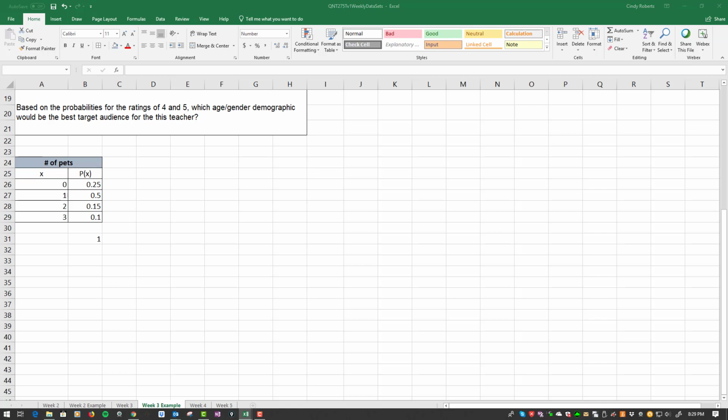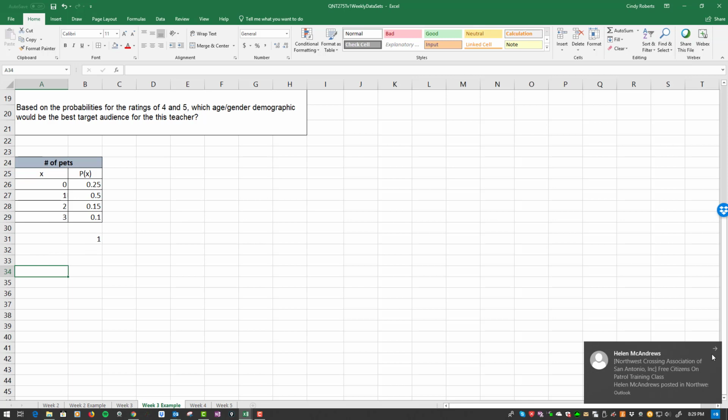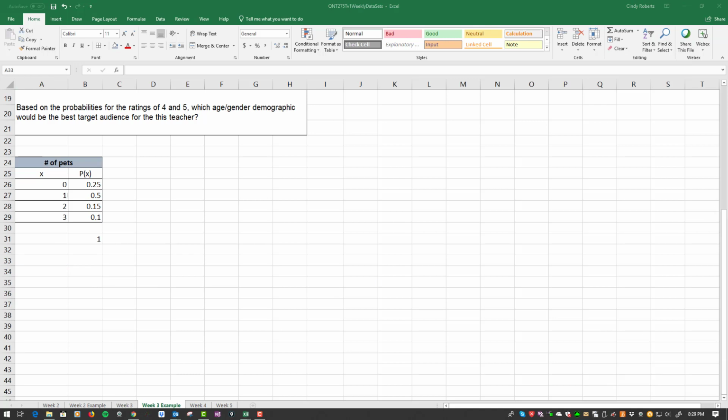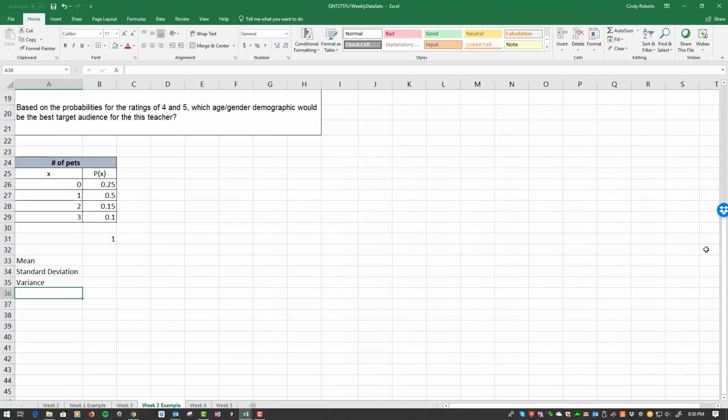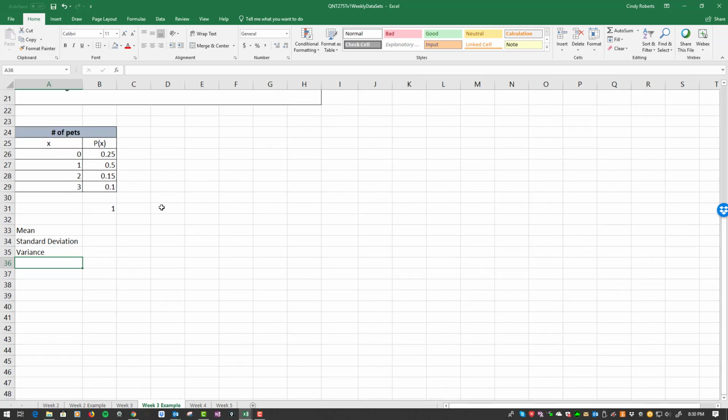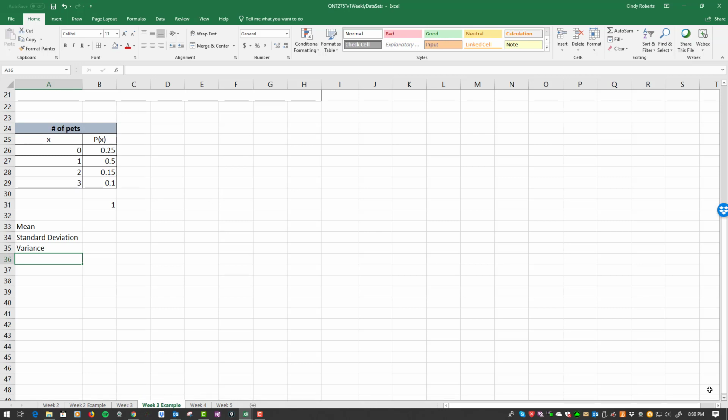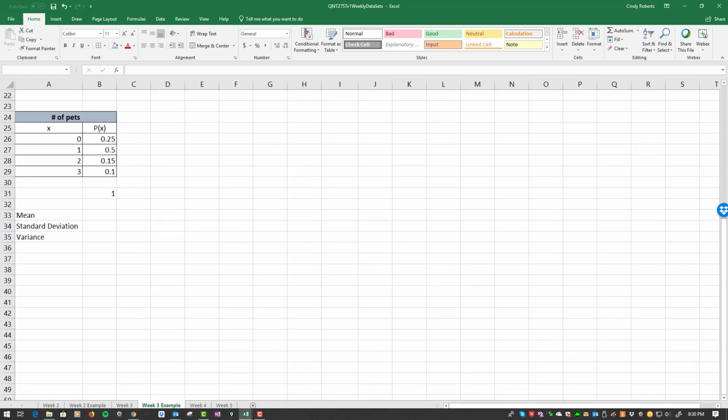All right, so now based off of this, I want to do a couple of different things. I want to calculate the mean of the probability distribution, the standard deviation, and I could even calculate the variance. So this is a probability distribution that I want to be able to calculate these different things.